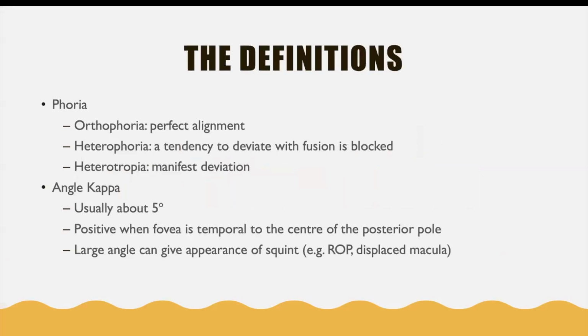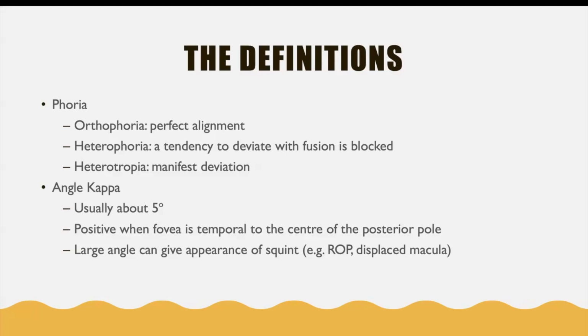So starting off with general definitions, you've got the phorias, which talk about the deviations of the eyes. So orthophoria is essentially perfect alignment. So when you're doing a cover uncover, you don't see any movement. And that's actually quite uncommon. Heterophorias are where the eyes tend to deviate when fusion is blocked. So you won't necessarily see a manifest squint. And then when you come into the heterotropias, that's when you get the manifest deviations. So it's, for example, esotropias, exotropias, hypertropias, hypotropias. All of those talk about manifest deviations, whereas the phorias are latent deviations.